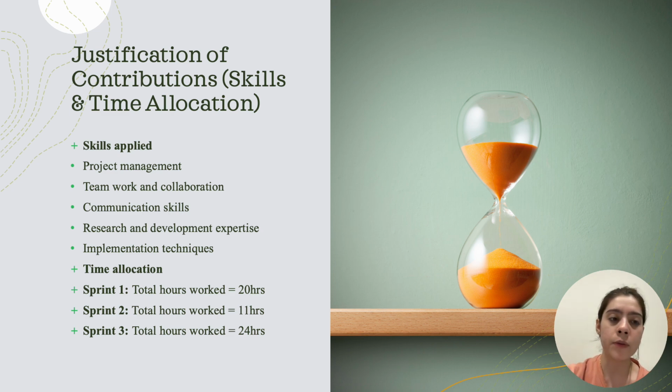Moving forward in terms of the time allocation, as the project was a big project, we divided the entire project into 3 sprints. In the first sprint, I worked a total of 20 hours, and in sprint 2, I spent around 11 hours in total to complete the tasks allocated to me during that time. Similarly, in sprint 3, the total hours which I worked were 24, which I'm going to explain later in the coming slides.